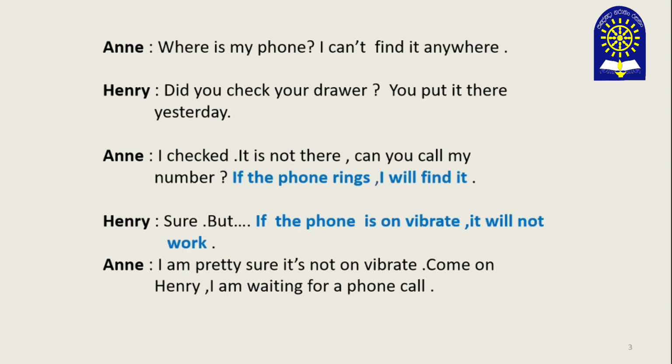Let's look at the same dialogue again. Can you see there are two highlighted sentences? Look at the first highlighted sentence. If the phone rings, I will find it. Look at the second highlighted sentence. If the phone is on vibrate, it will not work. Can you see there is a similarity of the two sentences? Both sentences begin with if. So we call such sentences conditional type 1 sentences.